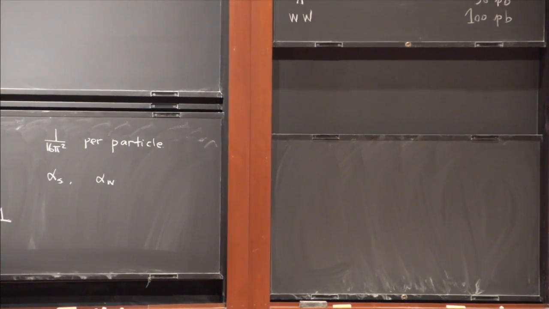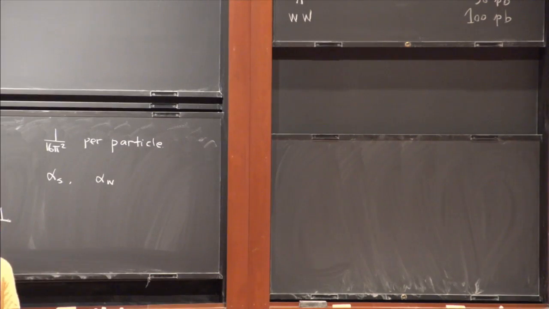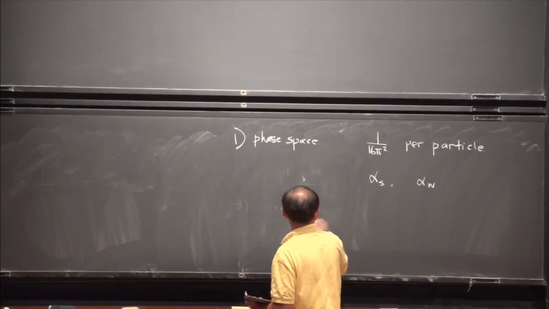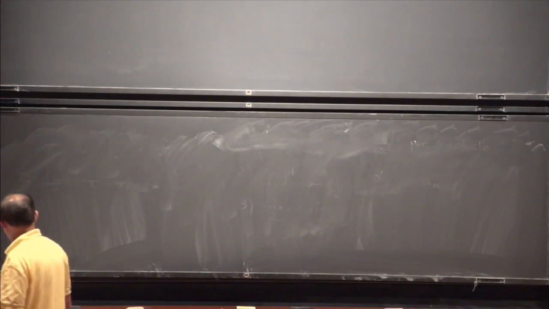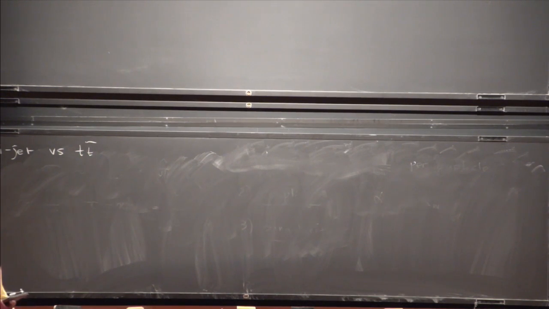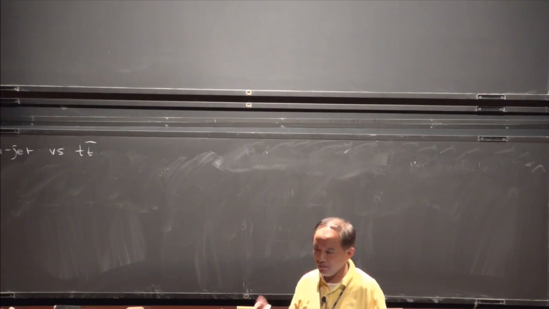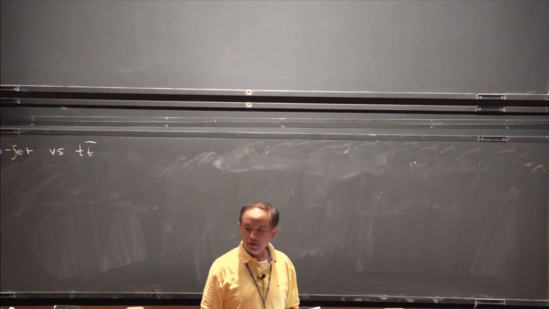First of all, let's try to do some understanding already. Let's look at dijet versus t t-bar, and compare those two rates. You notice that there is a two orders of magnitude difference between them. So where is this two orders of magnitude coming from?